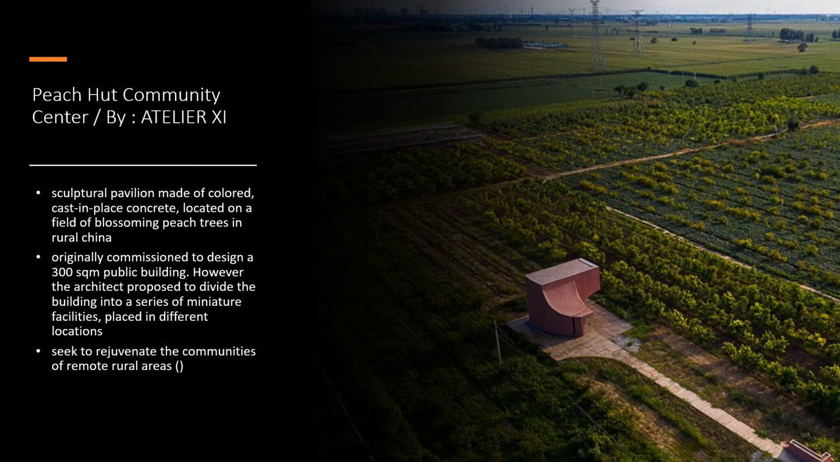The project's main intention was to help with common social issues in a rural area, such as insufficient educational resources, inadequate information access, and lack of aesthetic imagination. Thus, community leaders and architects sought an aesthetic approach towards rejuvenating these communities. This project was originally commissioned to design a 300 square meter public building to facilitate culture and education.